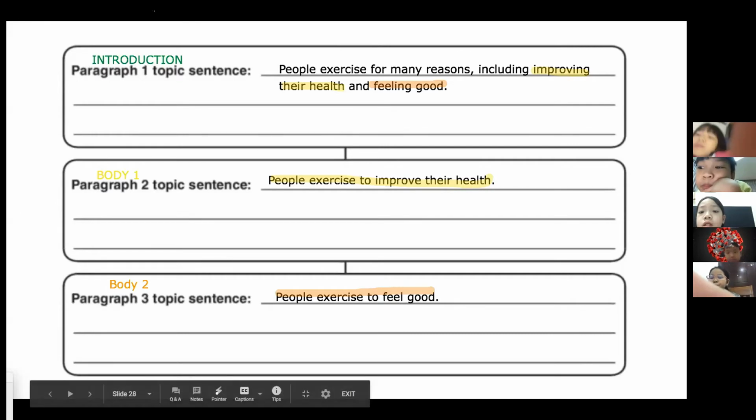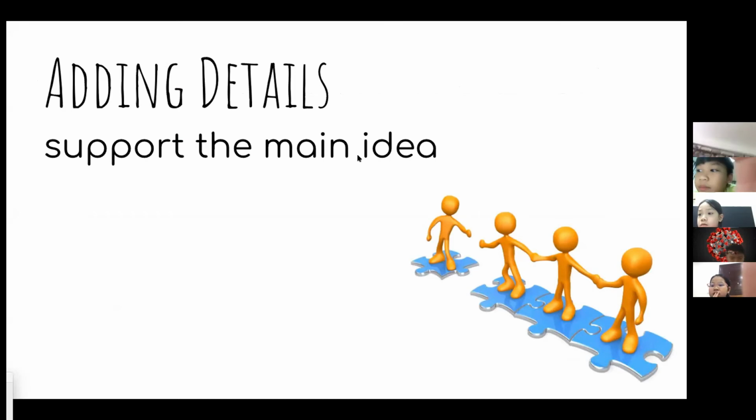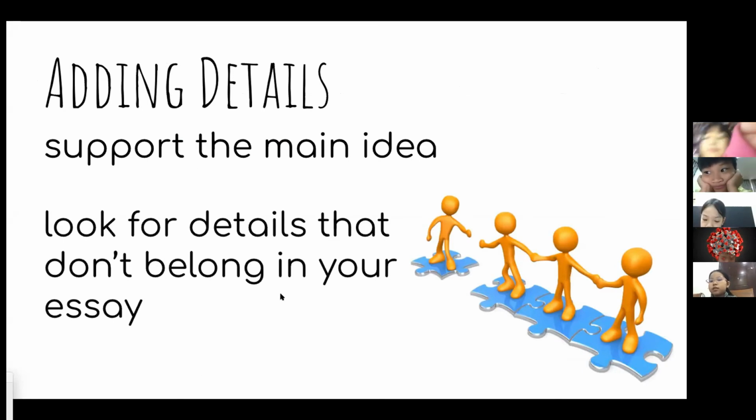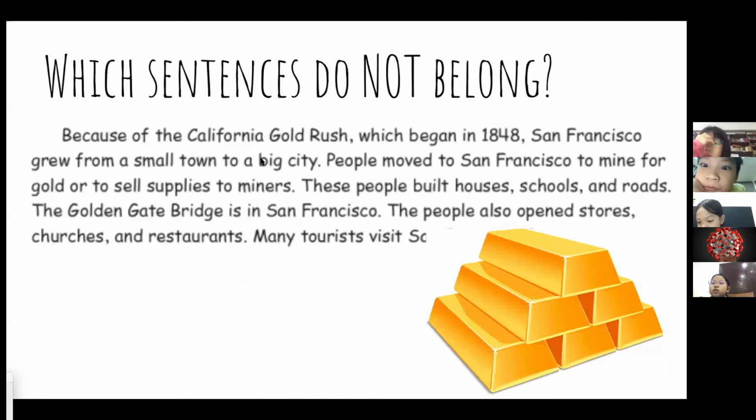Let's talk about adding details. So when we add details to our essays, we are supporting the main idea, okay? We are just giving more facts and more information to tell more about the main idea. So after we finish writing our essay, it's a good idea to go back and look for details that don't belong. So we're going to do a practice with that right now with our paragraph. So I will read, and then I want you to think as I read, which sentences do not belong, okay?